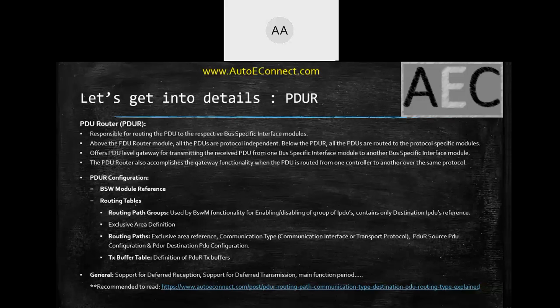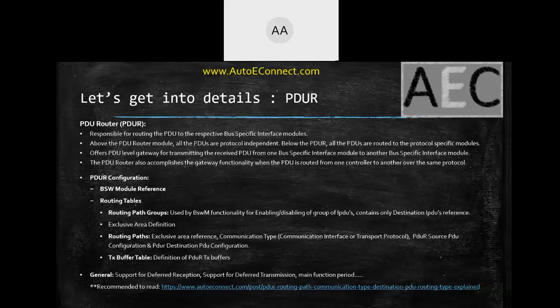Okay. So here the routing path groups are mostly not generally used, but some of the stacks provide this functionality wherein, for example, if you want to create some BSWM rules, where you can completely enable or disable a group of IPDUs. In such cases, we can make use of creating routing path groups.